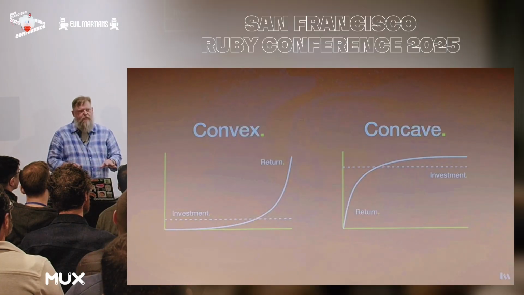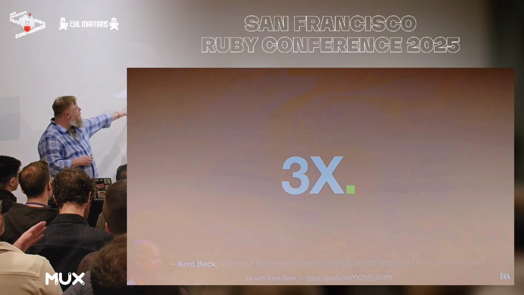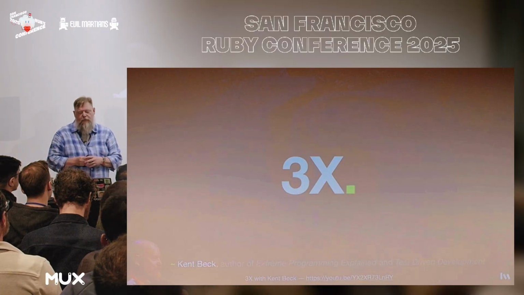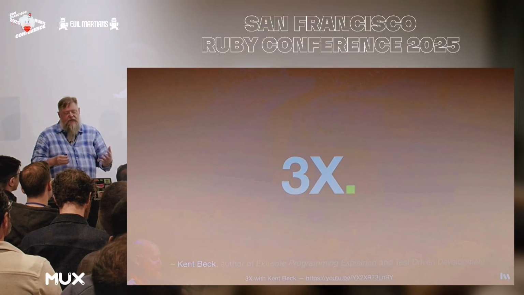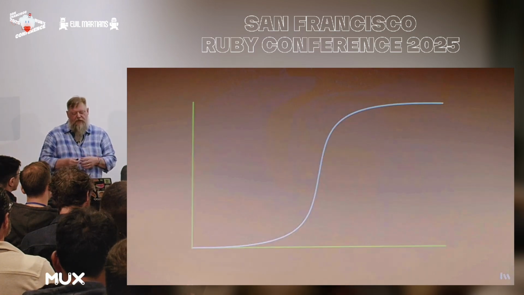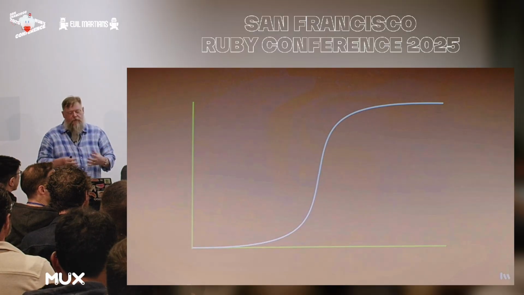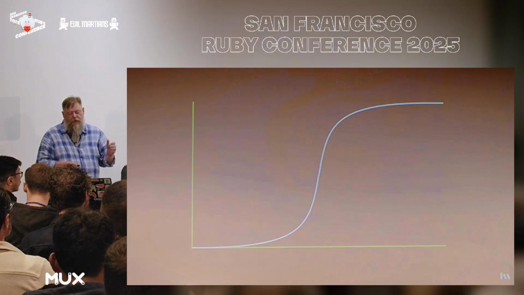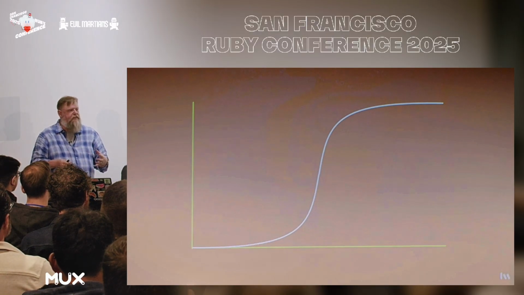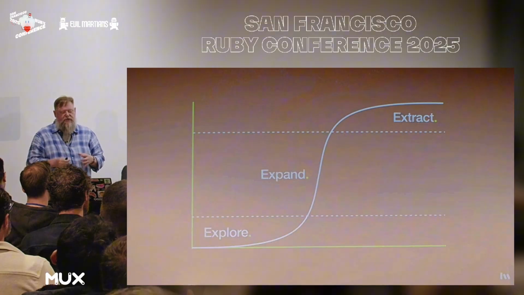Let's apply this concept to software development. So there's this guy, his name's Kent, you may have heard of him. He has a talk called 3X. In that talk, he shows how the convex and concave payout curves are actually a single curve. Together they form this S-shaped curve that represents the application development lifecycle in 3 phases. The first is exploration, the second is expansion, the third is extraction.